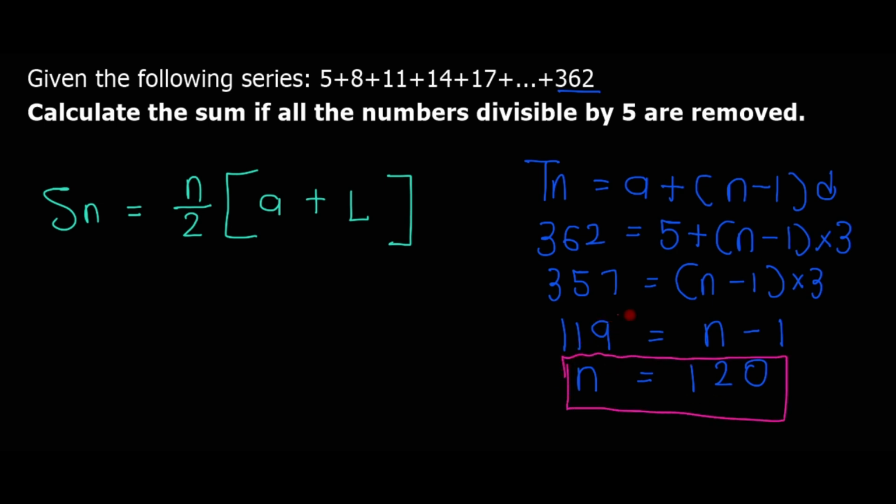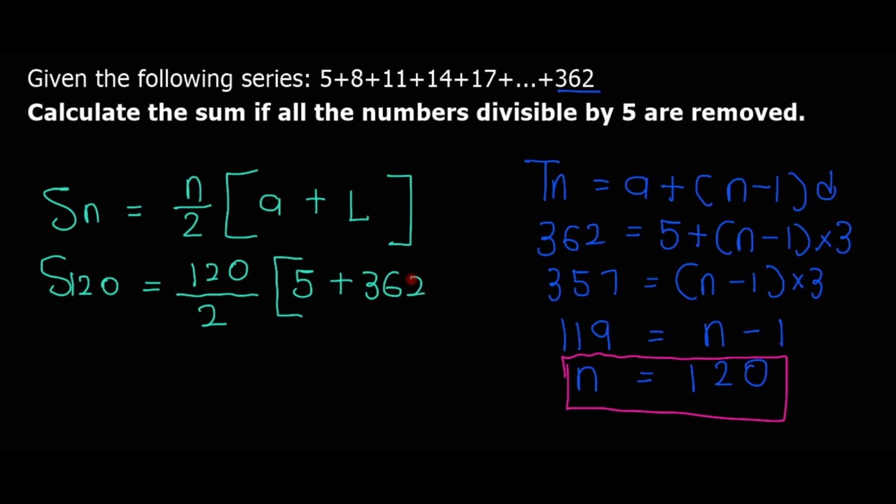And then now, because we know the number of terms, it means we are adding 120 terms. So now we can say S 120 is 120 over 2, and then our a is 5, and our last term is 362, and then from there the answer gives us 22020.